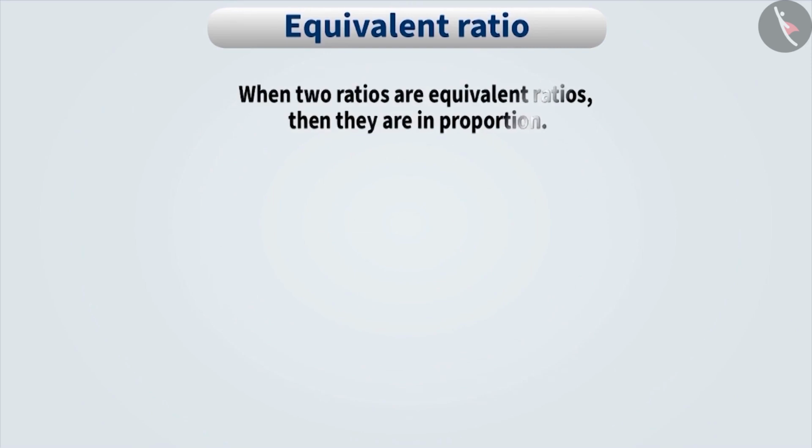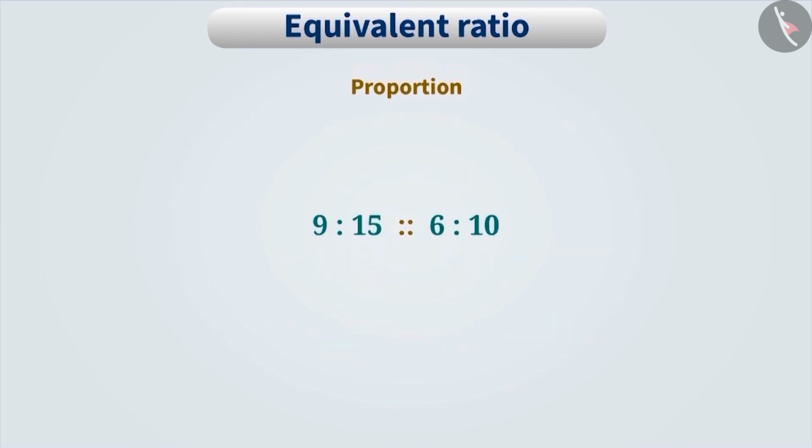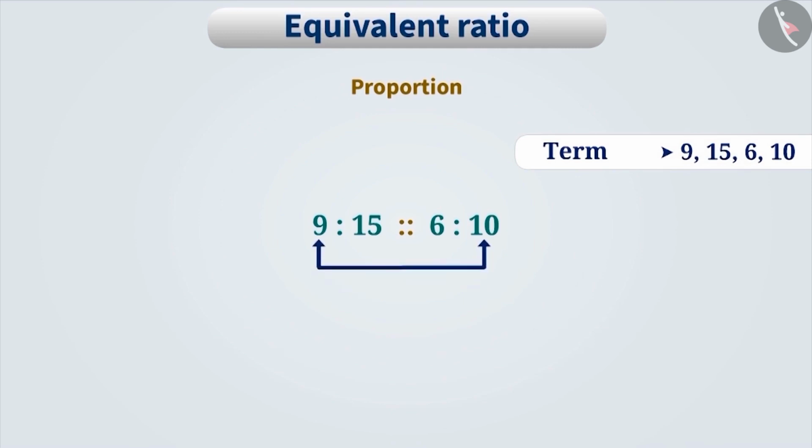If two ratios are equivalent ratios, then they're in proportion. For example, since 9 is to 15 and 6 is to 10 are equivalent ratios, they are proportionate and are expressed as 9 is to 15 is in proportion to 6 is to 10, or with a double colon. In any statement of proportion, four numbers are expressed in order. These numbers are called terms. Of these, the first and the fourth terms are called extreme terms, while the second and the third terms are called middle terms.